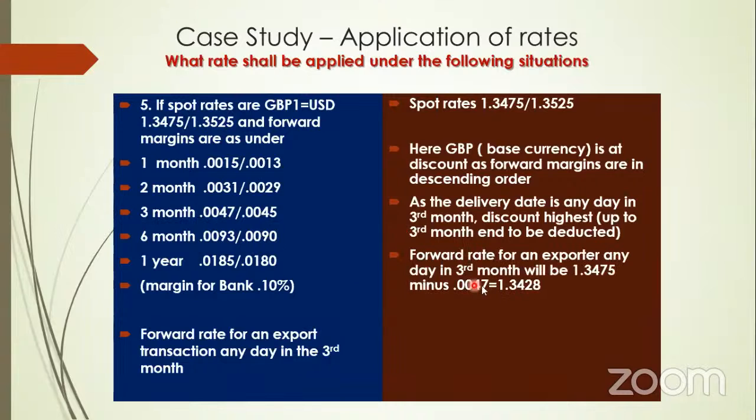Now you key in 1.3475. This side you come. Don't go that side. 1.3475 minus. How much do you have to minus? Any day in the 3rd month means up to 3rd month end. This is a cumulative margin. Cumulative. This is up to 1 month end, this is up to 2 month end, this is up to 3 month end, this is up to 6 month end.